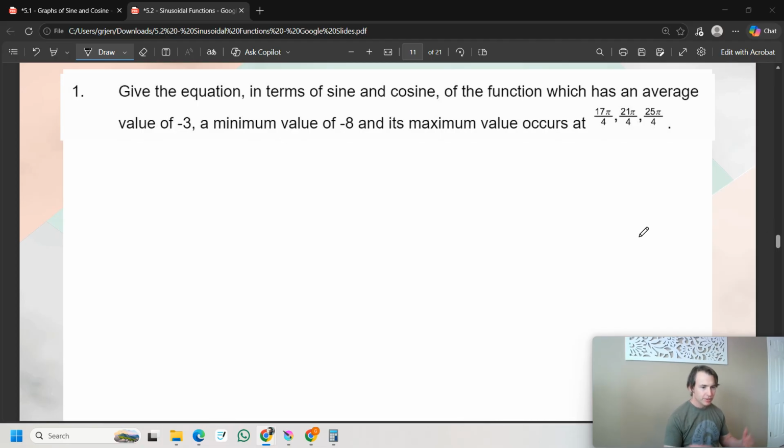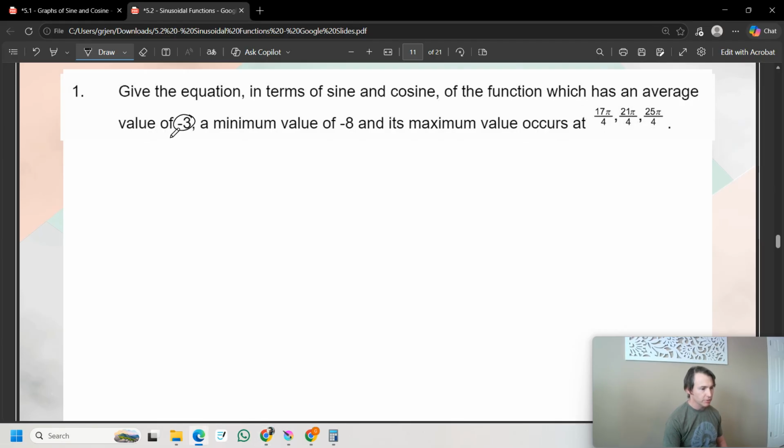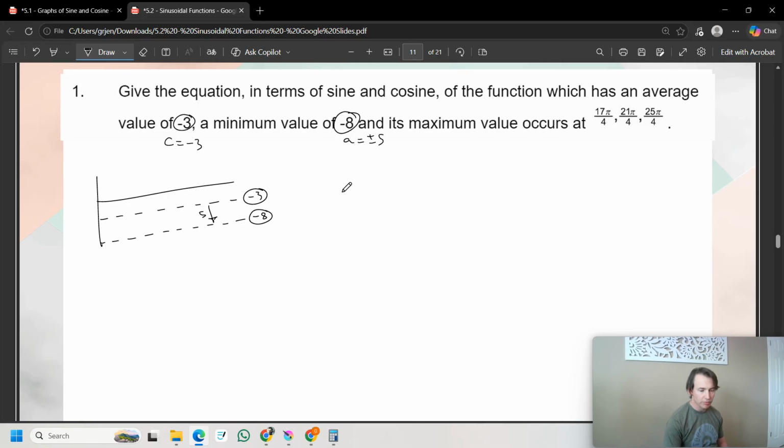All right. So what do we know about this one? Okay, it has an average value of -3. Well, let's just say C is equal to -3. That's really straightforward. A minimum value of -8. Okay, we imagine it. Here's the line -3. Here's the line -8. Okay, and I imagine that this is down by 5. So the amplitude is plus or minus 5. Like, we're going to find some positive ones, some negative ones.